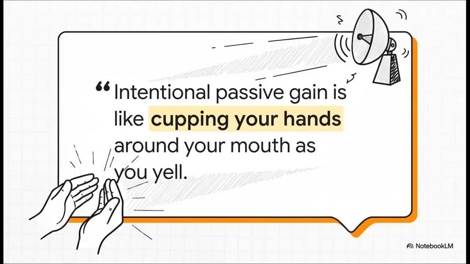I absolutely love this quote from our source material because it's the perfect way to understand how an antenna works. See, antennas don't create new power. They provide what's called passive gain by focusing the energy that's already there in a specific direction. It's just like cupping your hands to make your voice travel farther. An antenna shapes and directs the radio signal.